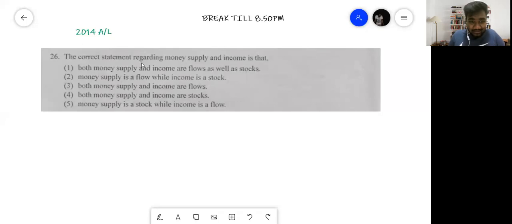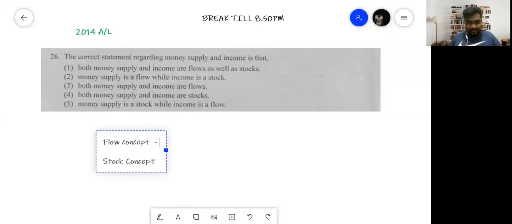The correct statement regarding money supply and income is that flow concepts and stock concepts. Okay, first of all, what is a flow concept? What is a stock concept? What is a flow and stock concept? Anyone? Flow concepts, not a very important area. What is a flow, guys?